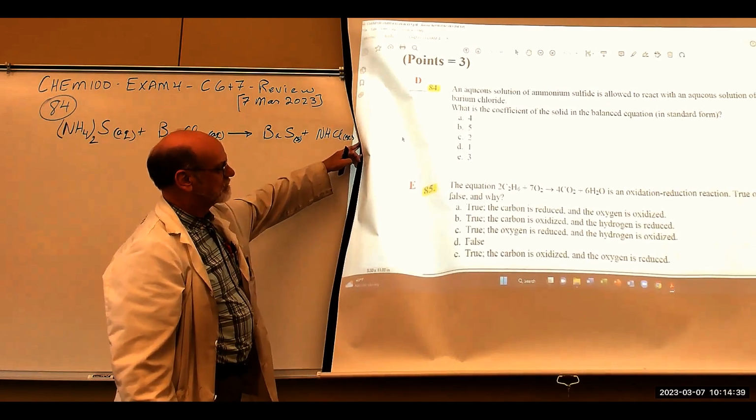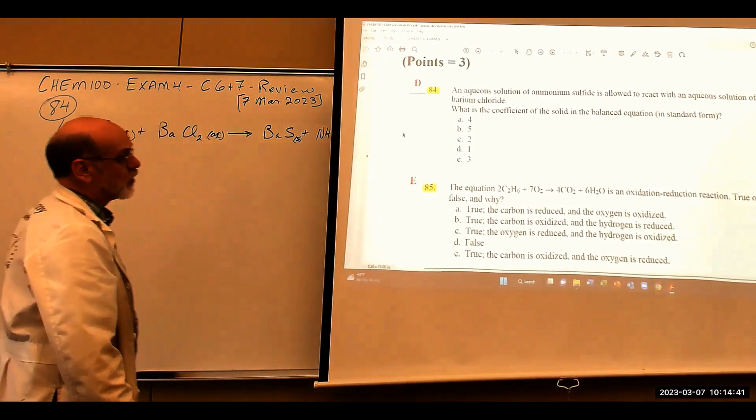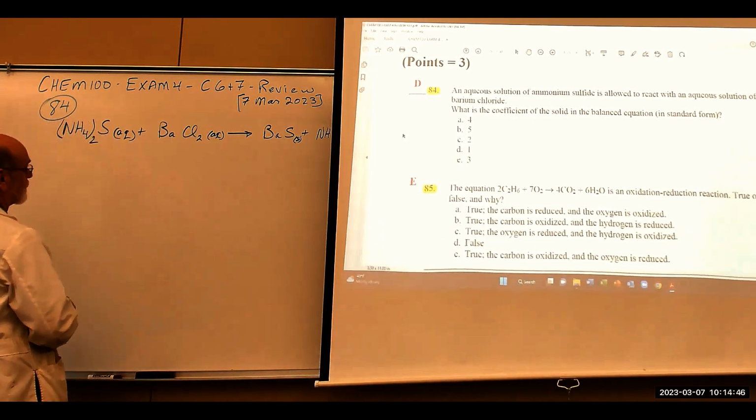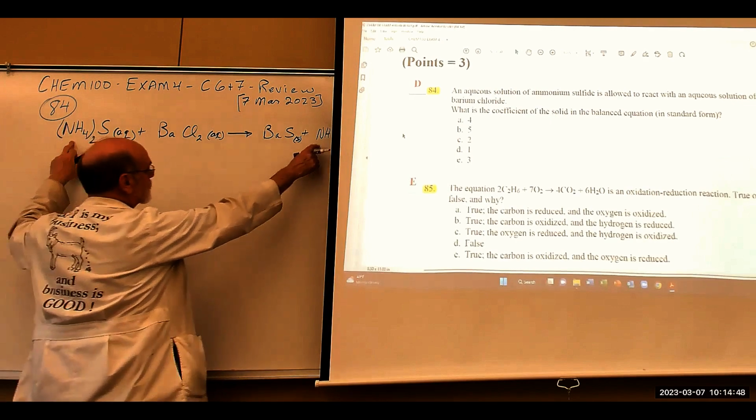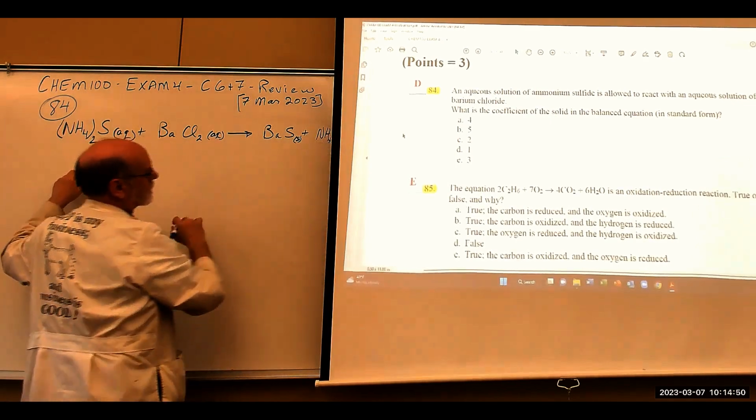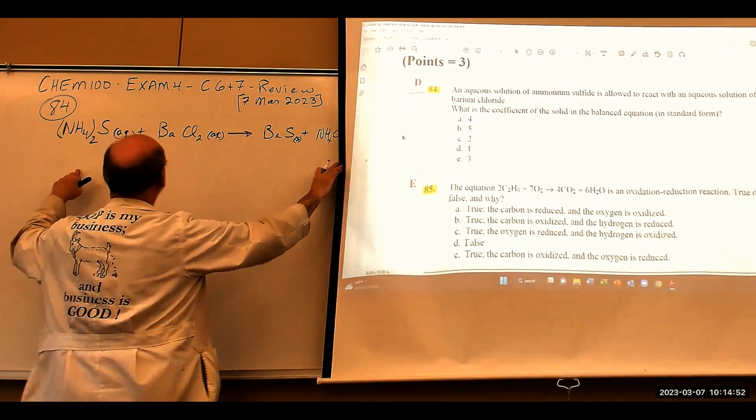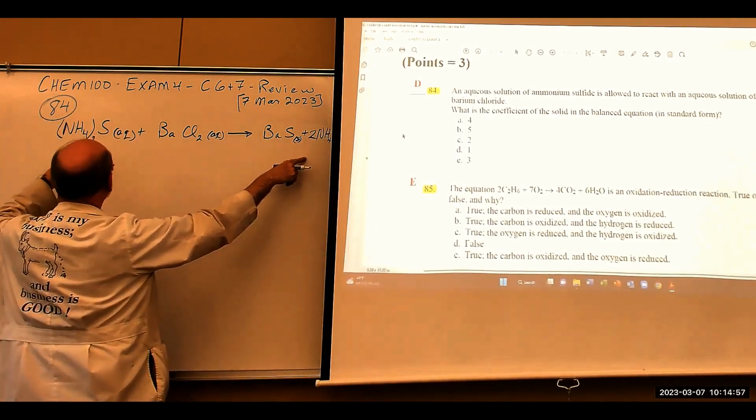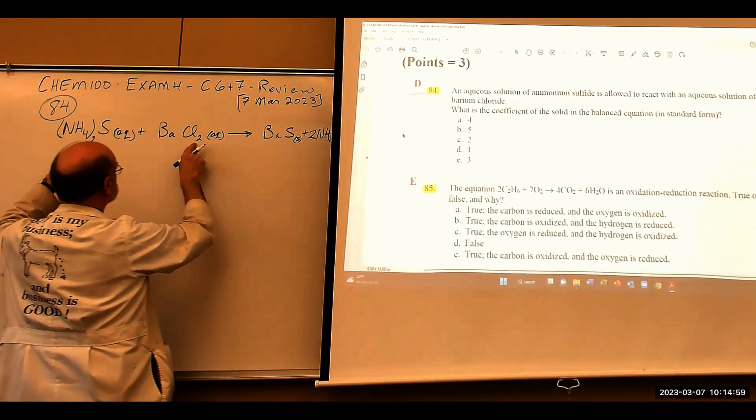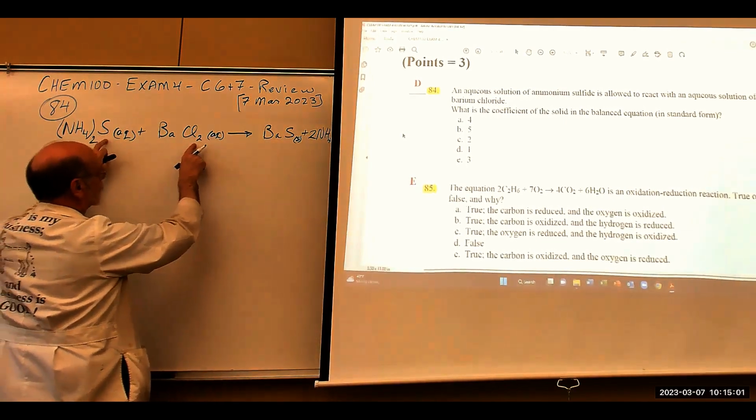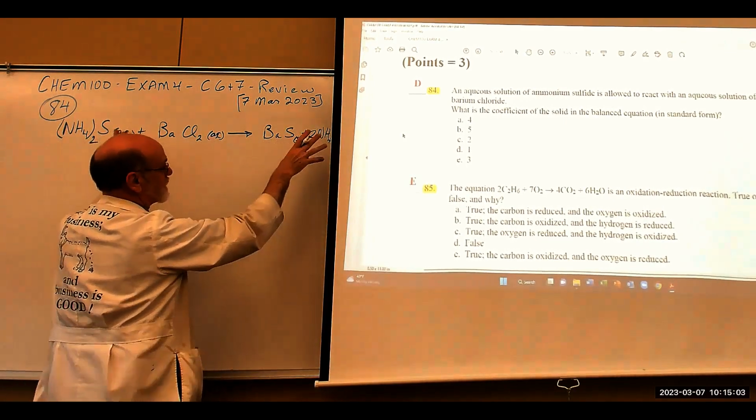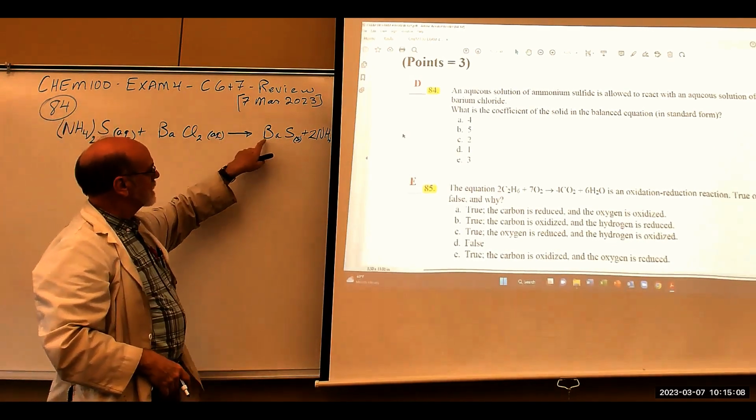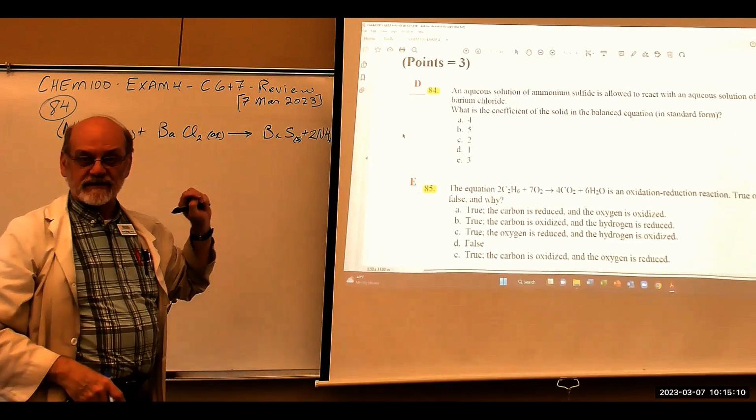I'm sorry about that. Now it wants us to give the coefficient for the solid, so we need to balance the equation. You've got ammonium here, and ammonium there. Oops, sorry, there's a 4. Ammonium chloride. If we put a 2 here, it gives us 2 ammoniums and 2 chlorides. We get 2 chlorides here. We've got 1 sulfur there, 1 sulfur here, and that's it. It's balanced. So the coefficient in front of the solid is a 1.